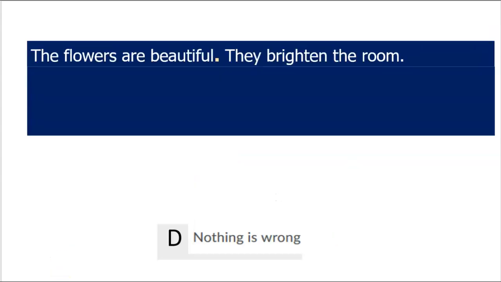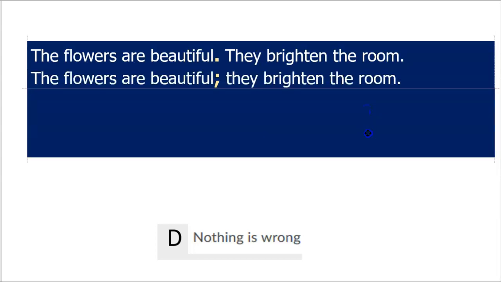Now, there are other ways that we could combine sentences. Right here, we're going back to our original example. The flowers are beautiful. End of sentence. They brighten the room. End of sentence. This is perfectly fine. You can separate these two sentences this way. But here's another way to do it, with a semicolon. The flowers are beautiful. Full stop. But it's so closely related. I really want you to understand that these ideas are so closely related that they could be the same thought. So I'm only going to use a comma as well. So they brighten the room. That's the power of a semicolon.